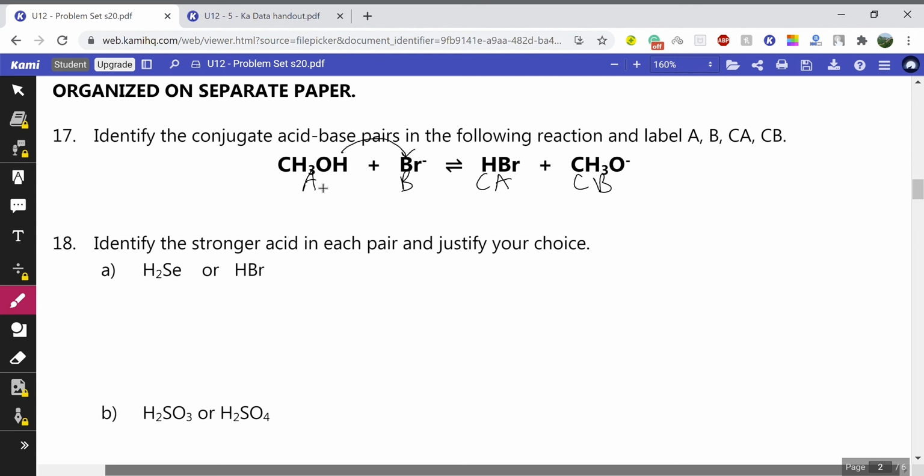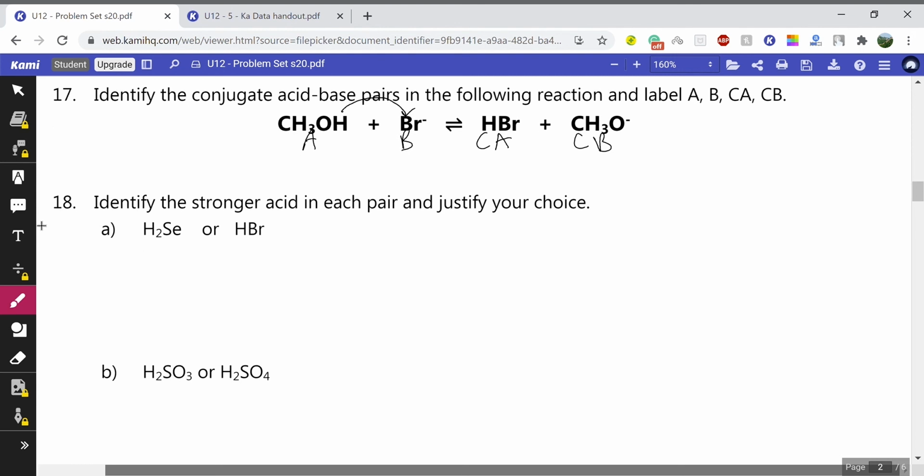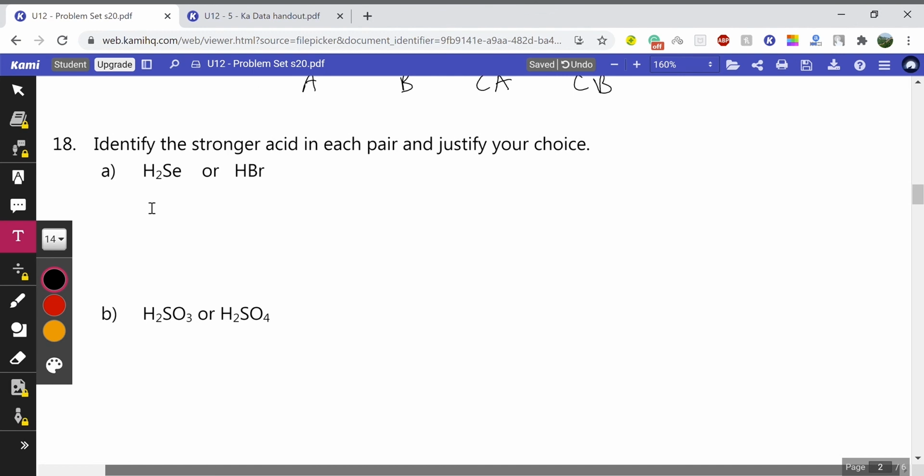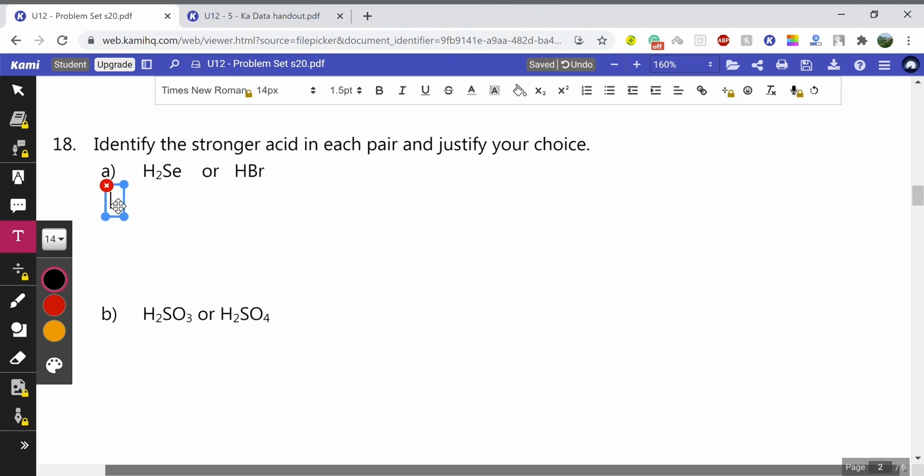CH3OH will donate a proton to Br minus. Okay, that's it for number 17. Number 18: identify the stronger acid in each pair and justify our choice. Now for this one, the stronger acid is going to be HBr, because it has a larger atomic radius.